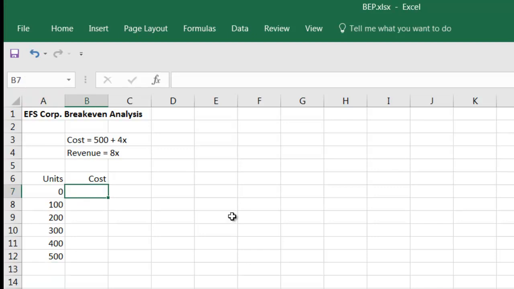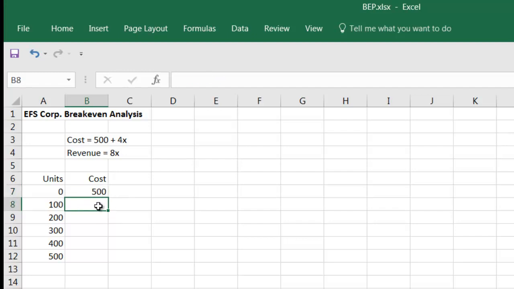Our cost is a function based on the number of units. So we type that in Excel in a functional form. To tell Excel that we're working with a function, you have to start with an equal sign. So it's equal 500, our fixed component, plus 4 times the number of units produced. Number of units is given in column A. So for this first cost associated with 0 units, that's in cell A7. So if we produce 0 units, our cost will be $500.